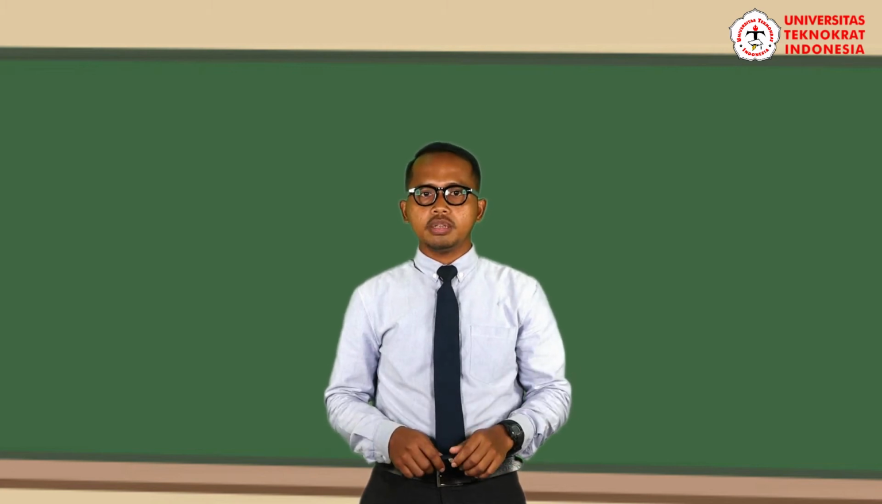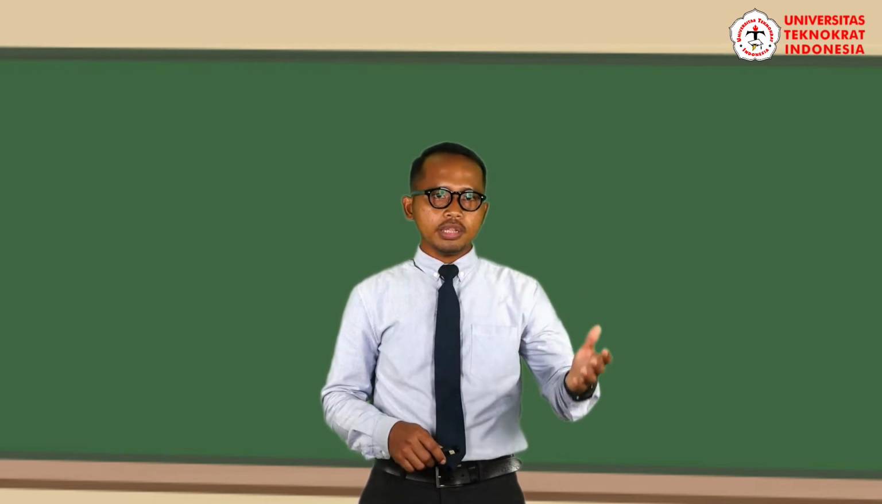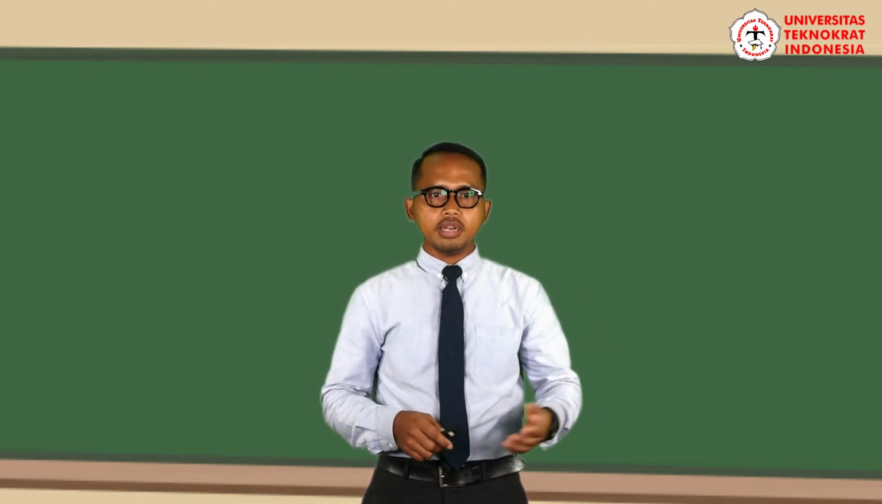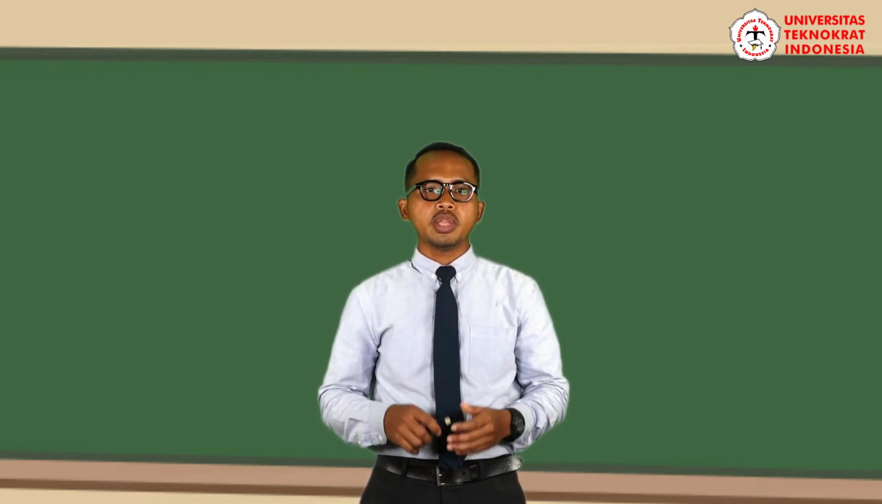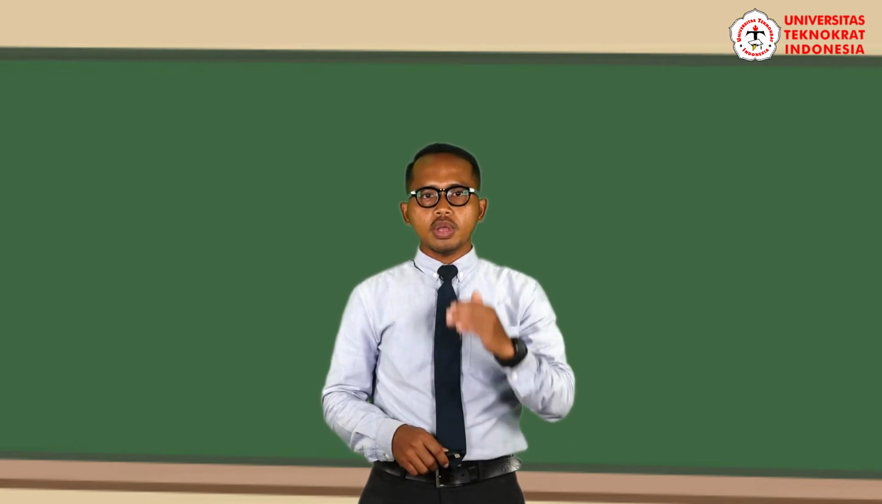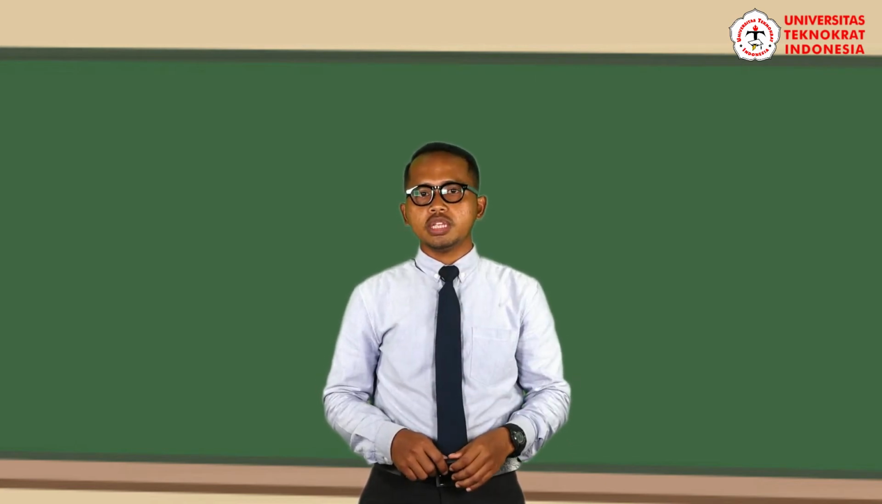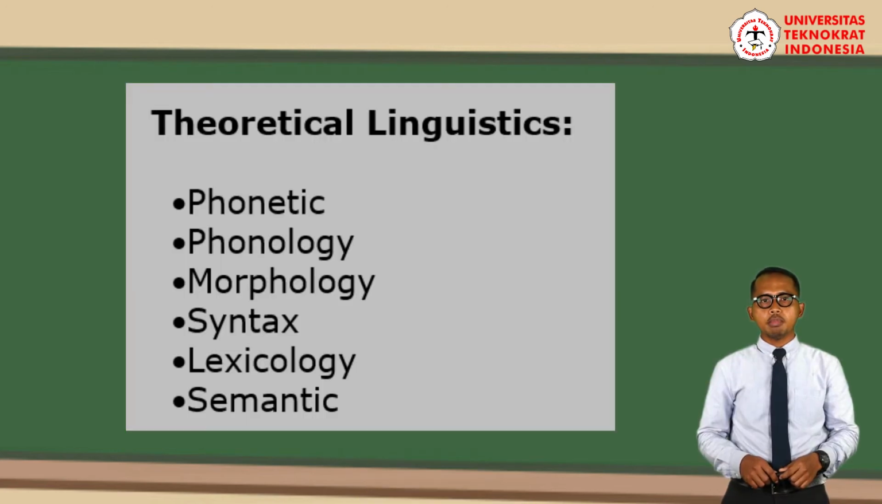That's the first part. So the next one is theoretical linguistics. Applied linguistics, from the word applied, we apply our knowledge of language. Meanwhile, in theoretical linguistics, we discuss language from the perspective of the language itself. So in theoretical linguistics, we have several branches. Number one, we have phonetics. Number two, we have phonology. Number three, we have morphology. Number four, we have syntax. And the last one, we have semantics.